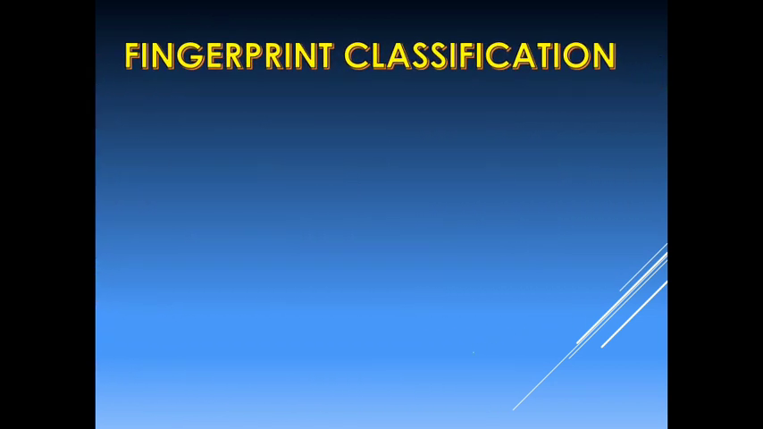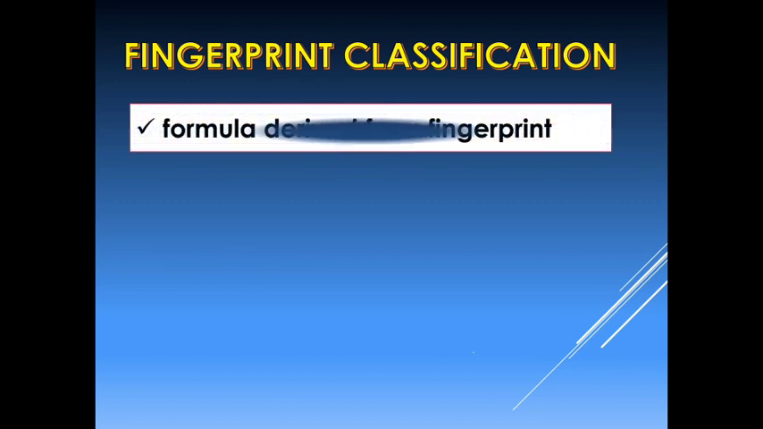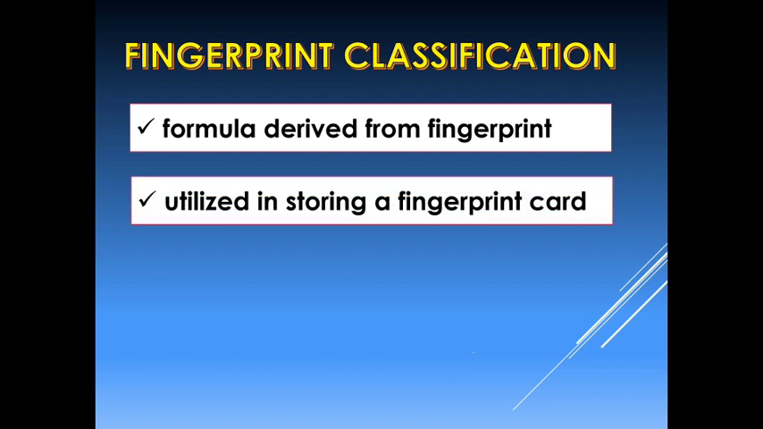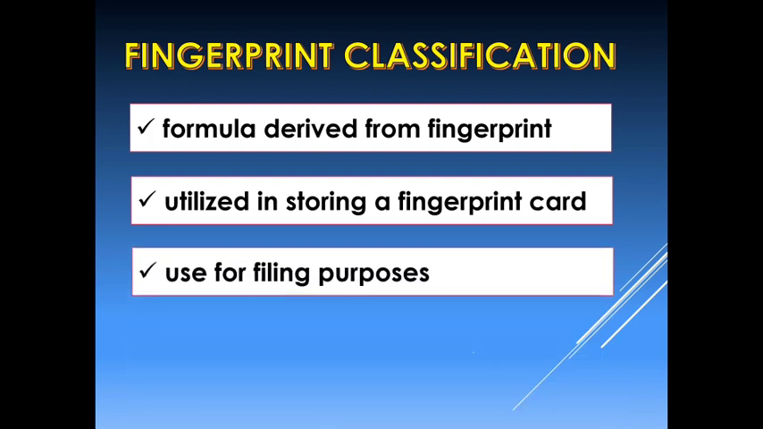Fingerprint classification is the making of a fingerprint classification formula, which was derived from the complete set of 10 fingerprints. So these are the arrangement of the fingerprint record into groups and subgroups. Now, the making of the fingerprint classification formula is done in order to be utilized in storing or arrangement of a fingerprint card as a part of a record. So in other words, fingerprint classification is used for filing purposes for easy retrieval.